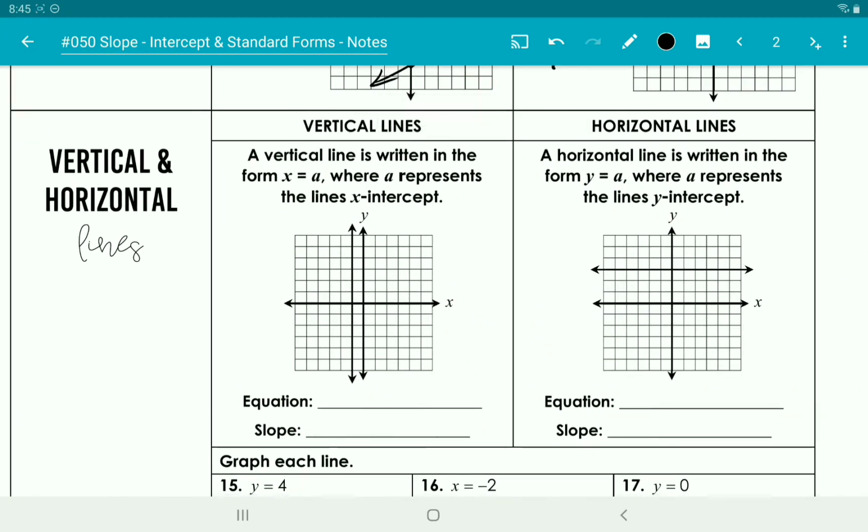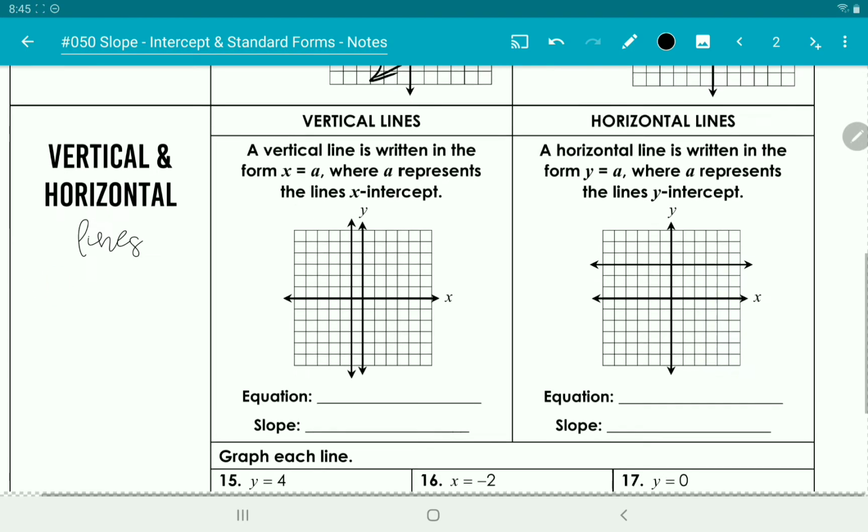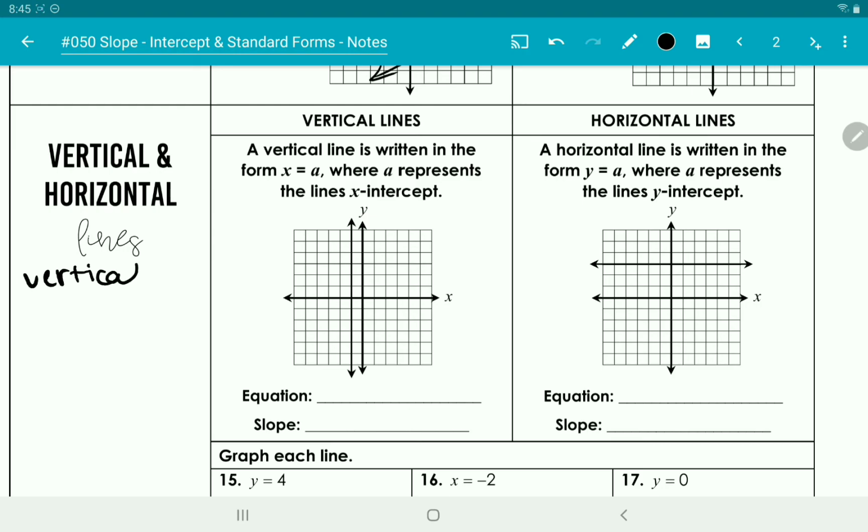All right, now we're going to be looking at vertical lines and horizontal lines. So vertical lines are up and down, and horizontal lines are from left to right, just perfectly even with the ground. If you have a vertical line, the equation for it is going to be written in the form x equals a. So we're going to have x equals some number, and that number is going to be the x-intercept, wherever it actually hits the x-axis.